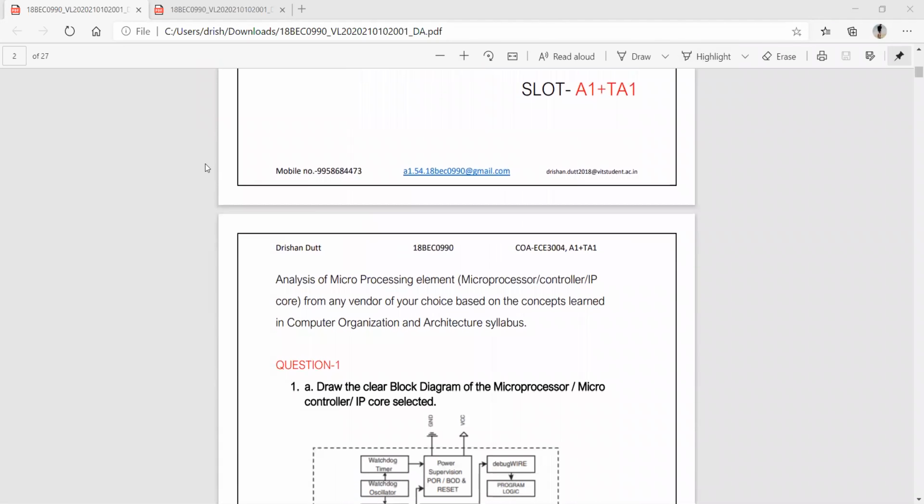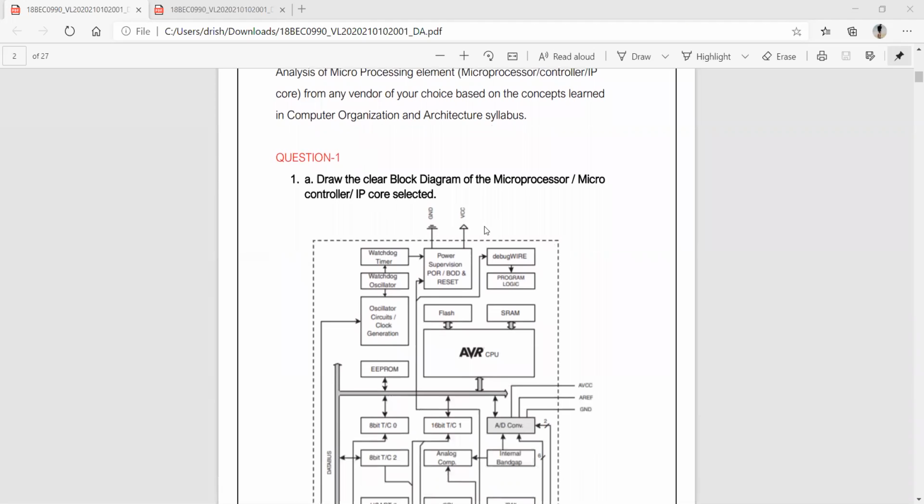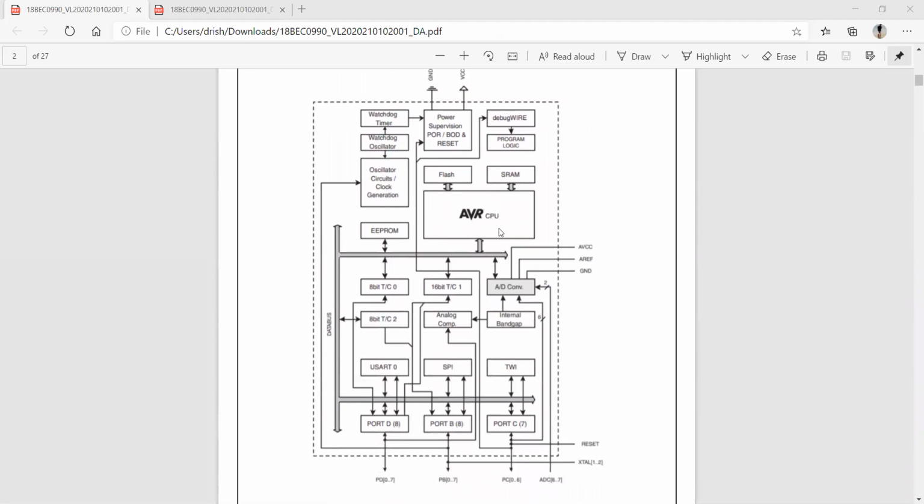The first question is analysis of a microprocessing element from any vendor of your choice, based on the concepts learned in the computer organization and architecture syllabus. I selected the microprocessor ATmega48, and as you can see, there's a clear block diagram of the microprocessor AVR CPU. We are using the AVR CPU, which has SRAM, flash, and AD converter.